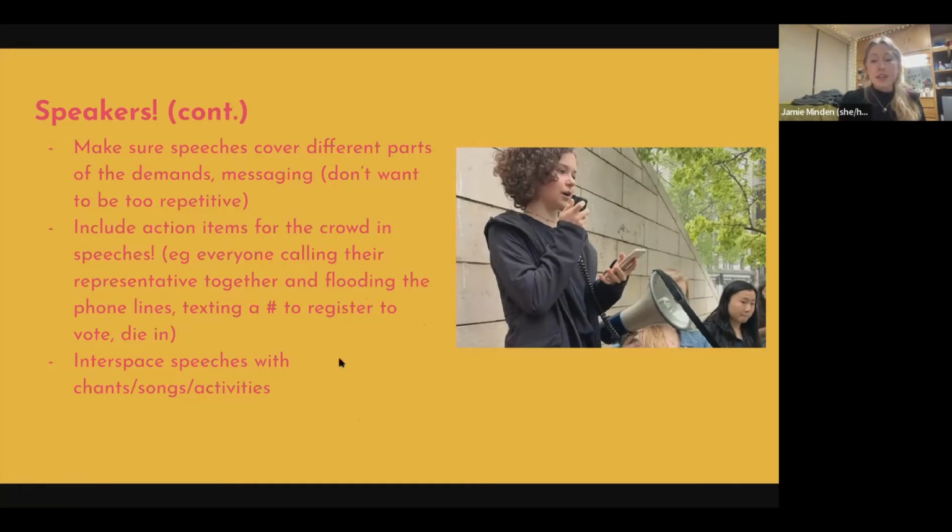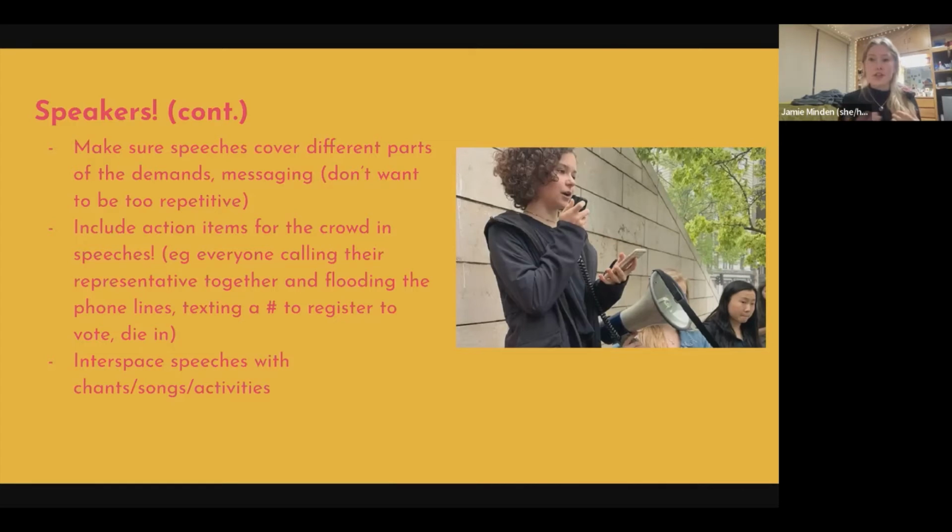And then another really good thing to do during speeches is have action items for the crowd. You could have everyone call their representative at the same time and flood that representative's phone lines. Give them that number, like, hey, call Senator XYZ at 1, 2, 3, 4, 5 and tell them this specific thing. Then everyone stands back and calls that person and floods their phone lines. It's great. Or you could do a little research and have them all text a number to register to vote.